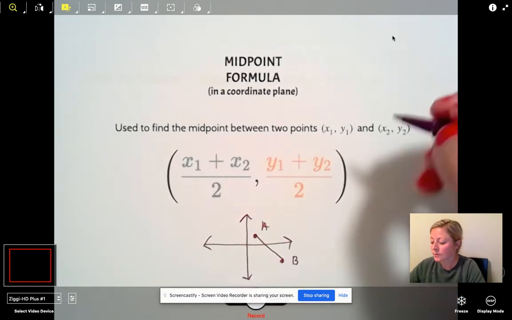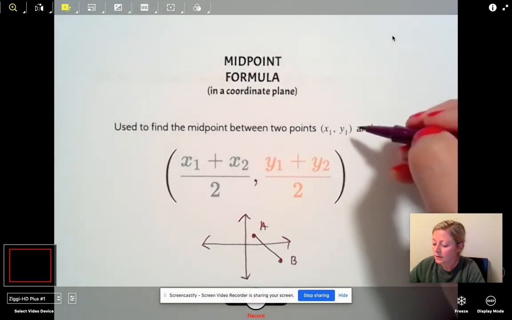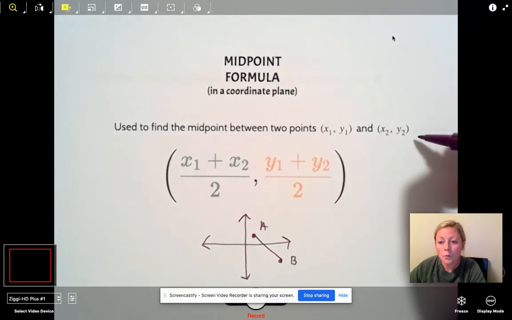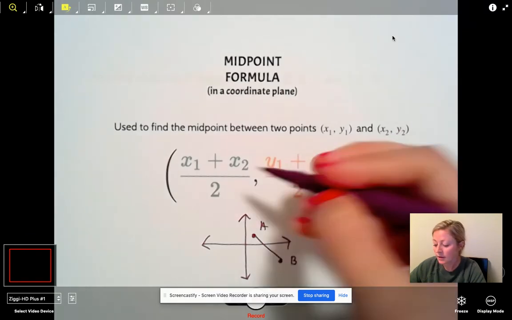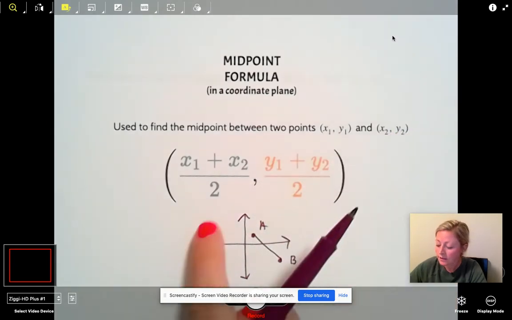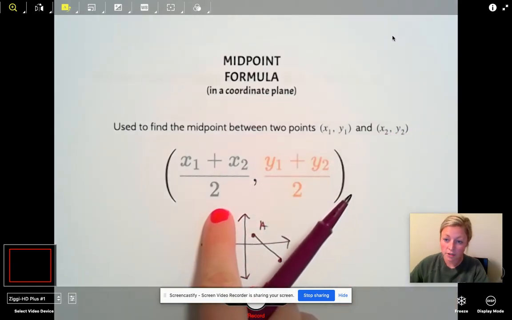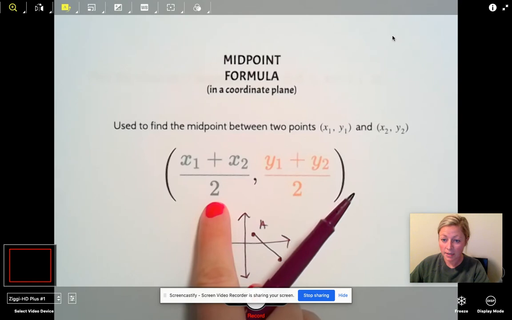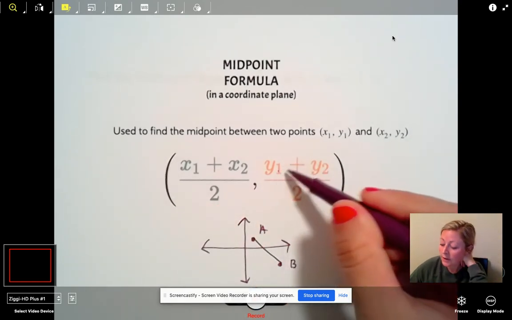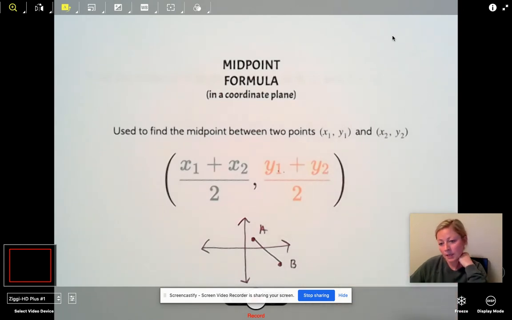So what is this formula? Well, you're going to be given two ordered pairs, and one's going to be x1, y1, and the second one is going to be x2, y2. From there, you're going to take your x coordinates, add them together, and then divide by 2, because we're finding the average at the middle, right? Then we're going to do the same thing with our y coordinates. We add them together and then divide by 2. And that is how we get our midpoint.